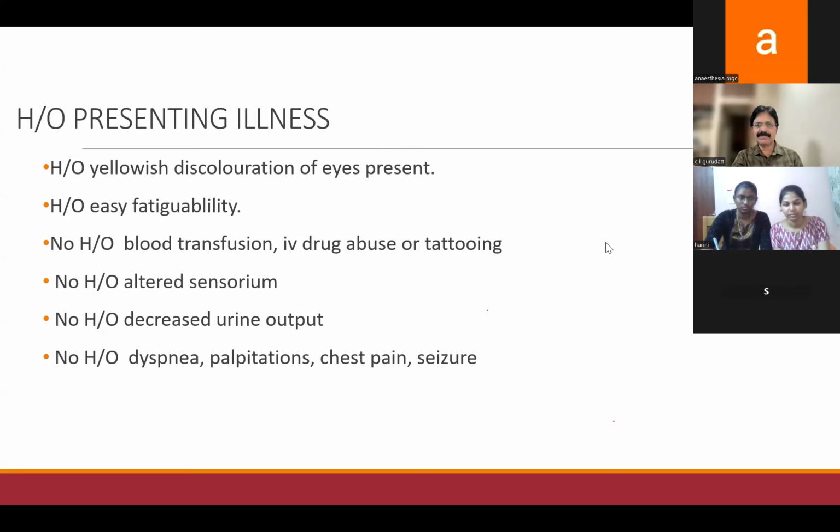Again, tattooing and all those things, probably you are thinking in terms of transmission of viral infections, isn't it? Especially hepatitis B and hepatitis C. Another thing is you should go into details about the alcohol intake. You have written that daily he takes about 150 to 200 ml of brandy.